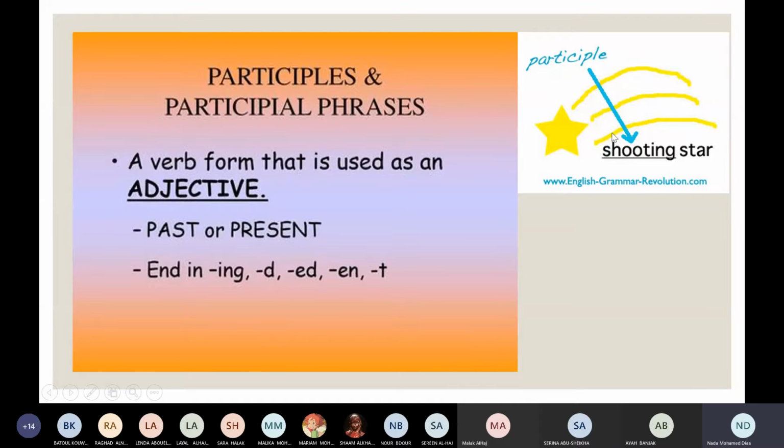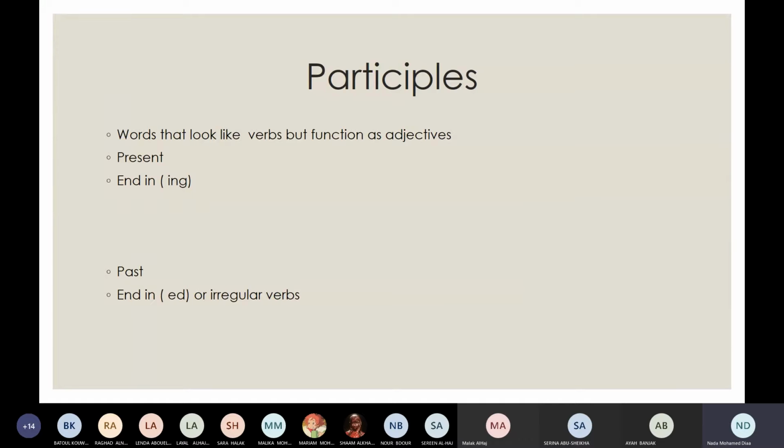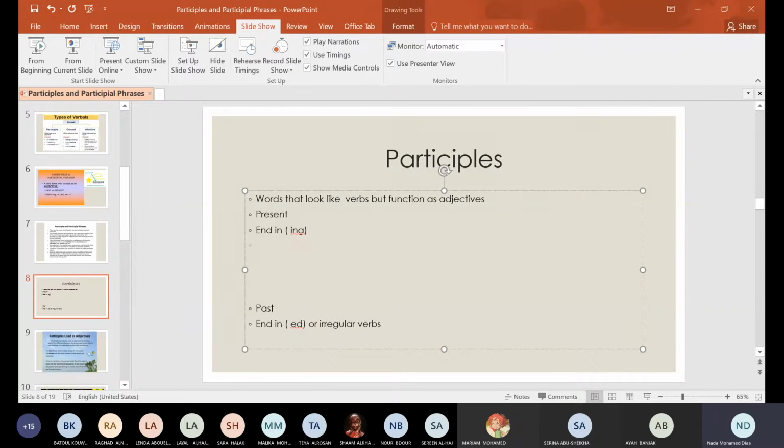So how, girls? Look, I will add for you here. The participles, words that look like verbs but function as adjectives. We have in the present, we have in the past. In the present, it ends in ing. So when I say, the playing cat came toward me. Here, playing cat came toward me.